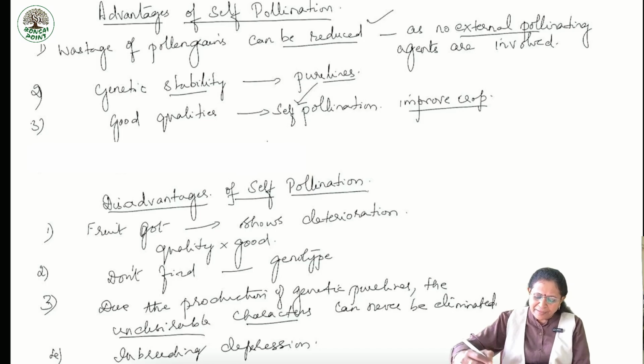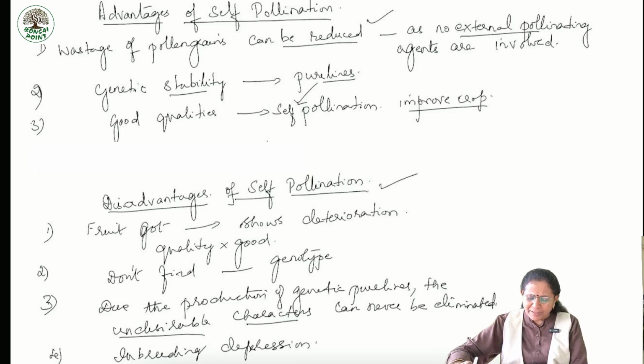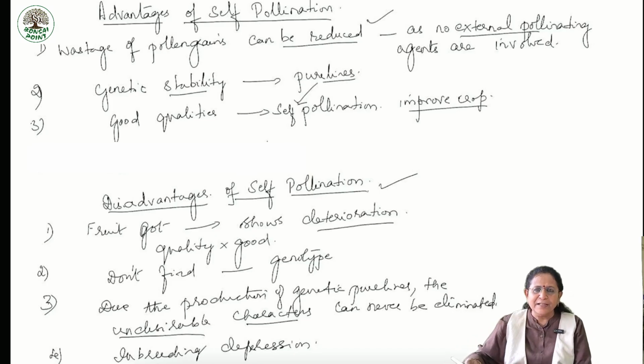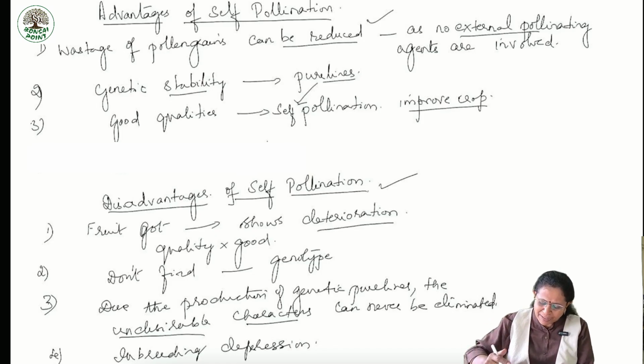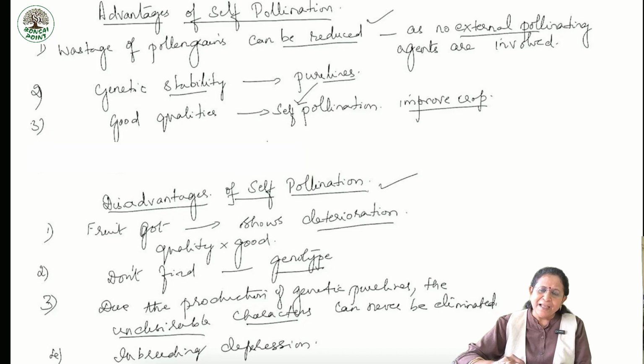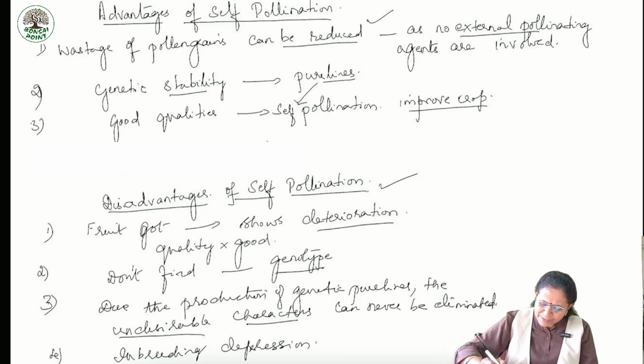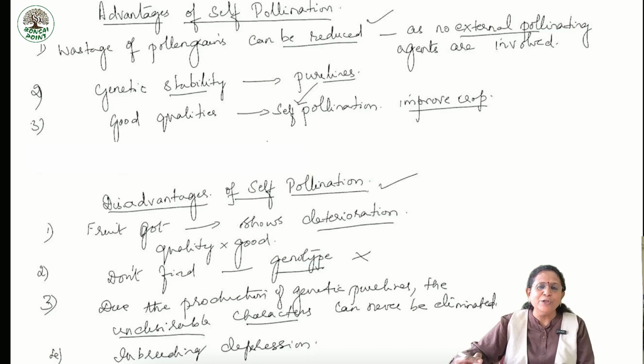Let me repeat the disadvantages of self-pollination. The fruit that is got shows deterioration. That is, quality will not be good and even the quantity that is produced will be less. On the other hand, in case of cross-pollination, the genes are exchanged between one plant and the other. But here, the pollen grains of the same flower fall on the stigma of the same flower. That means they are of the same plant. Hence, we don't find any new genotype.